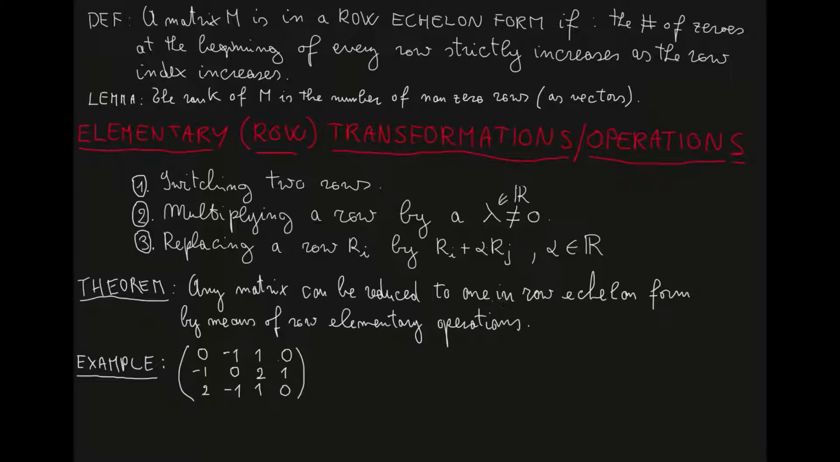So let's first apply the first elementary transformation in order to have as a first row the one starting with -1.